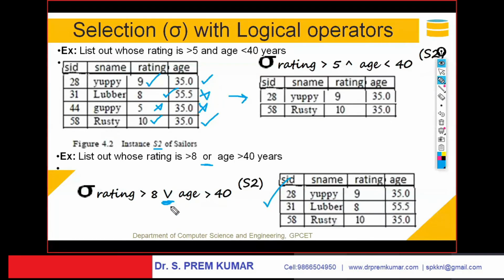Here I am using the OR operator, and earlier I used the AND operator. AND operator means both conditions should be satisfied. OR operator means if any one condition is true, the result is true. That is the OR operator.